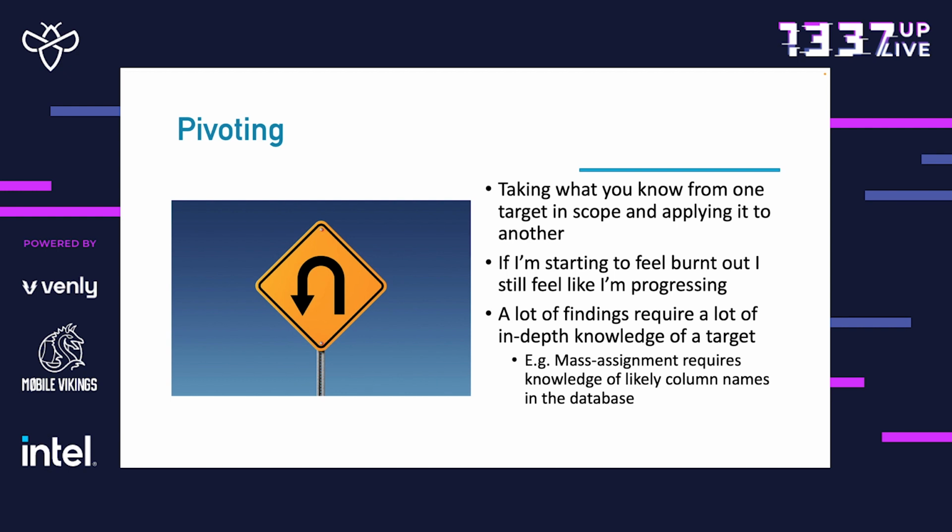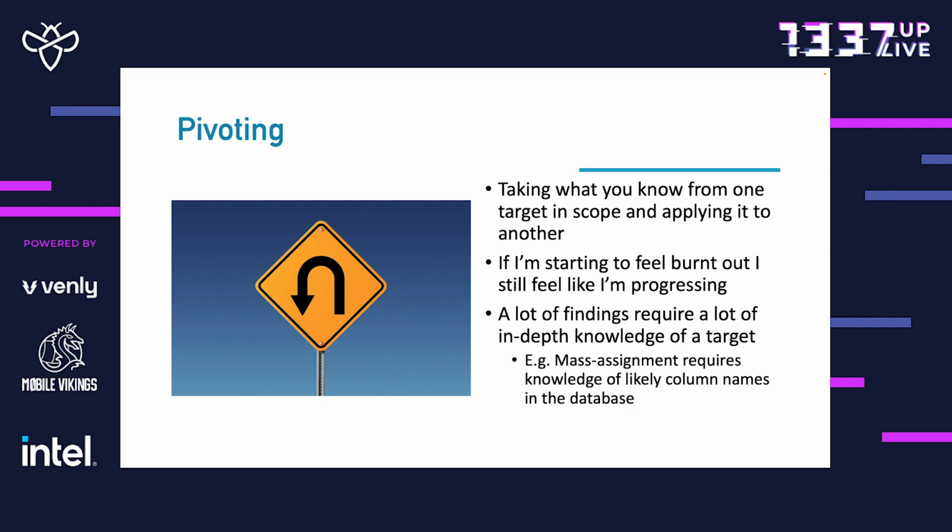So pivoting is really helpful because it means that once you know how an application works from one target in scope, you apply it to another. And that can give you that feeling of progression, but it's not necessarily dumping all of your time and going, right, well, I can't find anything, I'm done with this program. But it also isn't like, I can't find anything, there must be something here, it's just launched or I've just got the invite, I've got to find something.